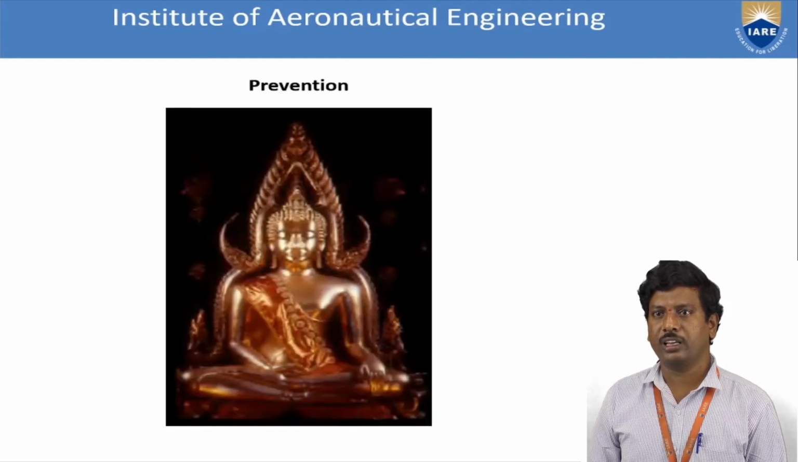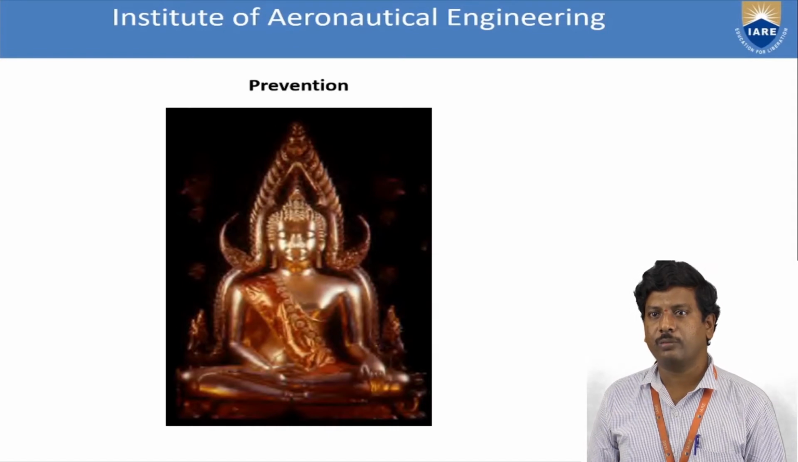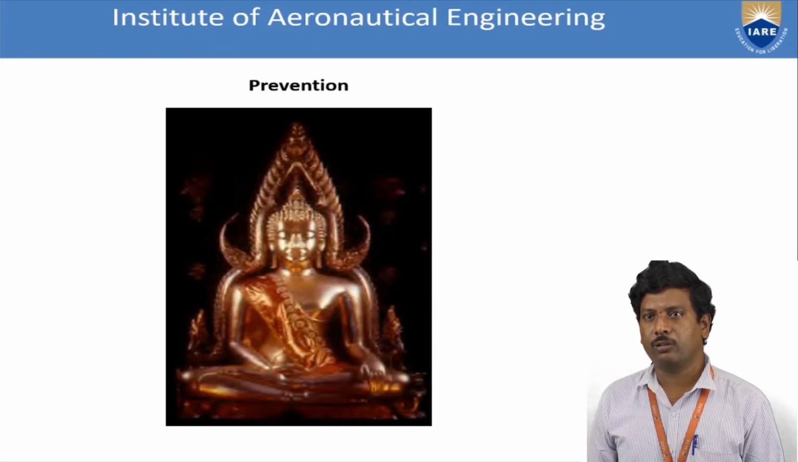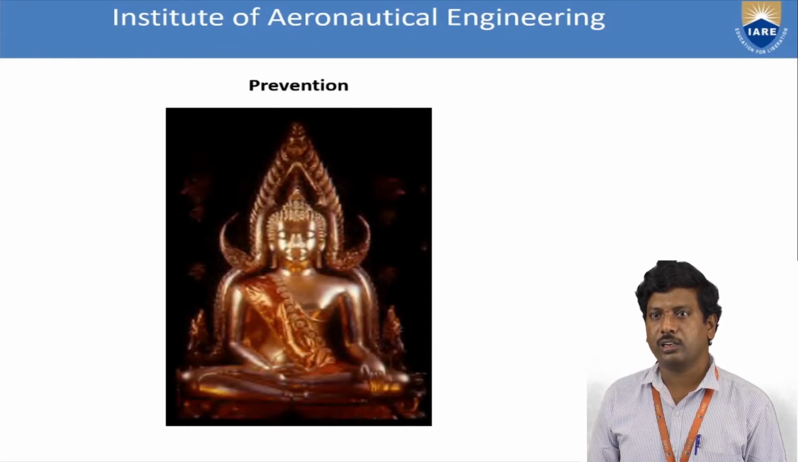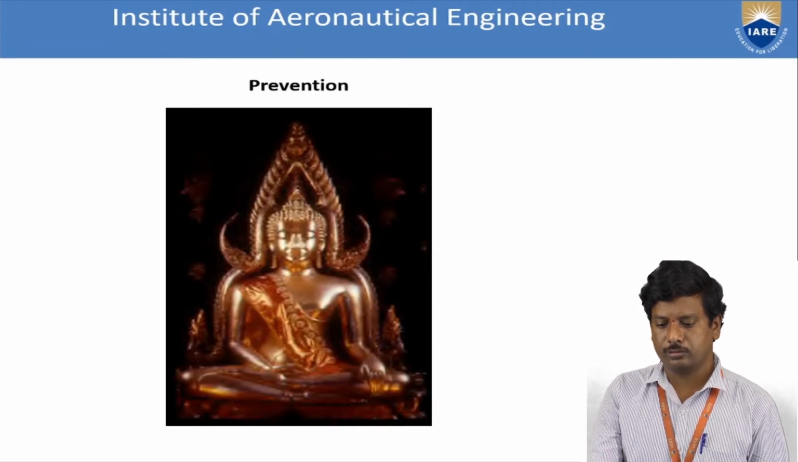Prevention of corrosion is achieved by coating the material with paints. Especially in the case of the Buddha statue, by coating the material with paints, prevention of corrosion takes place.